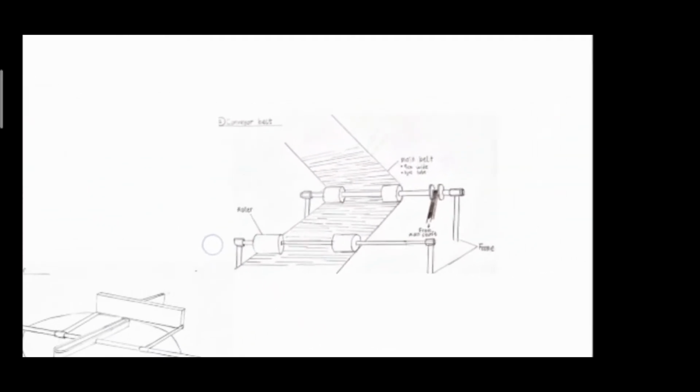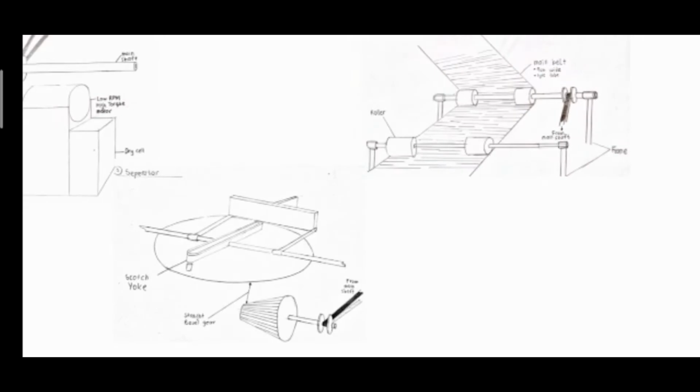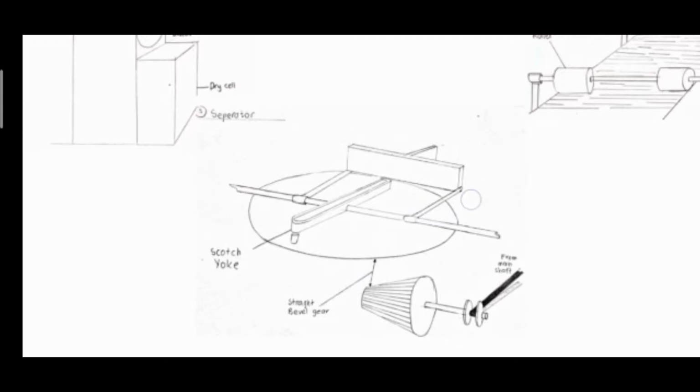The second one is just the basic conveyor belt concept, where it turns the main wheel, the free moving roller, and it turns the conveyor belt. The third one is the separator, where the connector belt turns the straight bevel gear, and using the scotch yoke concept, it allows it to move left and right.